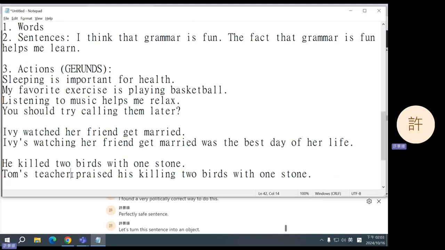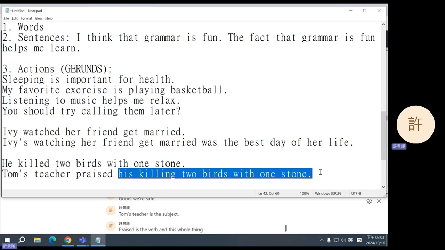So the subject of this sentence is Tom's teacher. Sorry, is anyone in this class named Tom? Okay, good, we're safe. Tom's teacher is the subject. Praised is the verb. And this whole thing is the object.